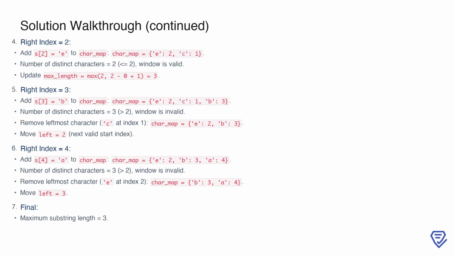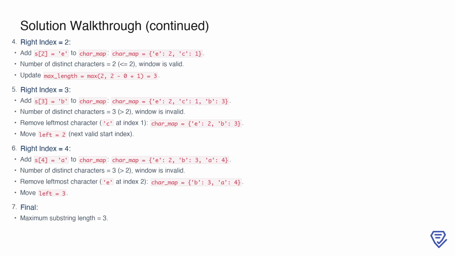At index 3, we add b to the map. This introduces a third distinct character, making the window invalid. To fix this, we remove the leftmost character, which is c, and adjust the left pointer to the next valid start index, which is 2.